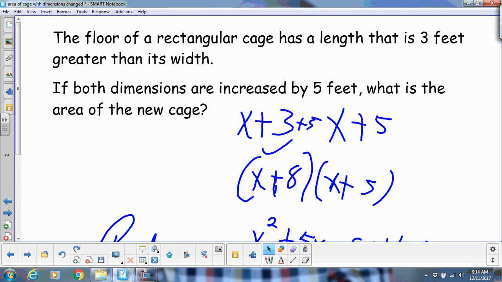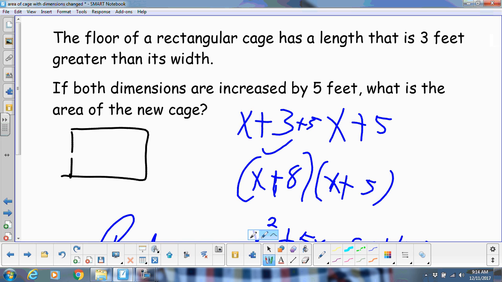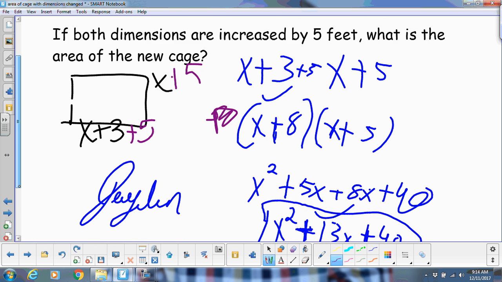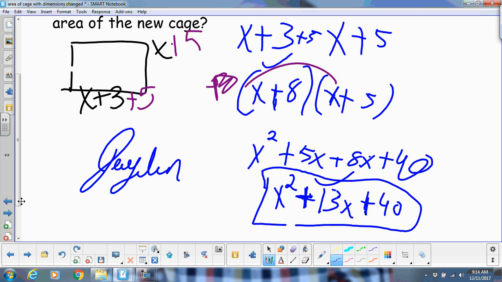All right, so Jefferson didn't draw his figure, which is what I would have appreciated him to do first of all. Okay, he had x and x plus 3, right? So then he added 5 and he ended up with x plus 5 and x plus 8. So that took him to right here, x plus 8 and x plus 5. Alright? And then he multiplied x plus 8 and x plus 5 out and got x squared plus 5x plus 8x plus 40. And he combined getting x squared plus 13x plus 40. Good job, Jalen. Alright?